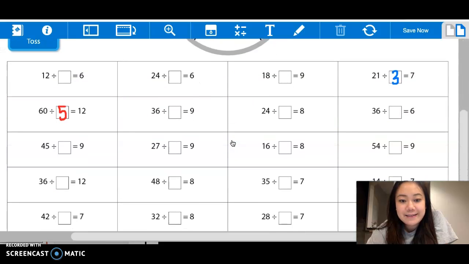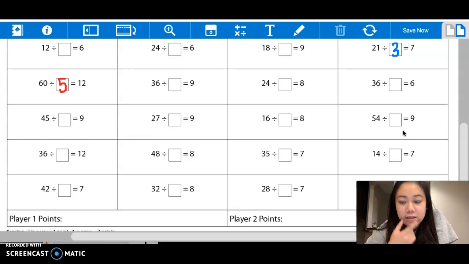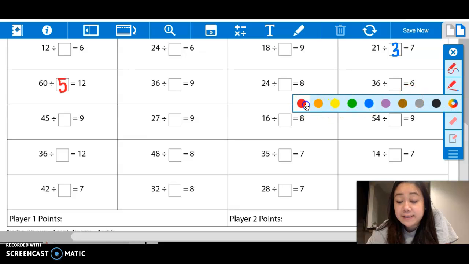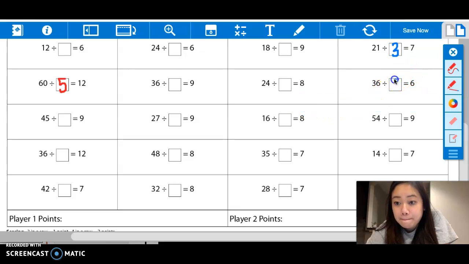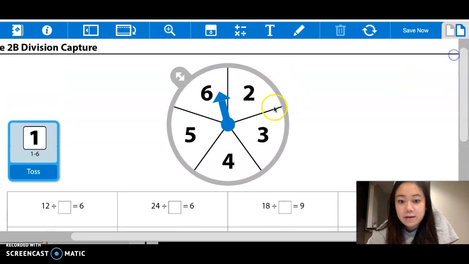All right, so now red player is going to go. They get a 6 again. Where else can 6 go to make this work? Right here. I think so. 6 times 6 is 36. I'm pretty positive about that. Again, I can use my page 18 to help me. 6 times 6. All right, let's go again.